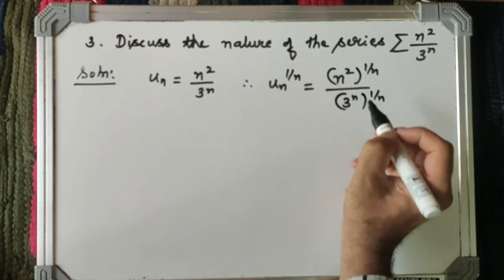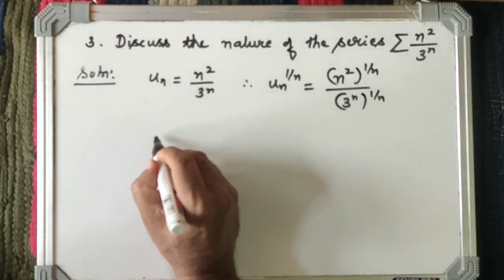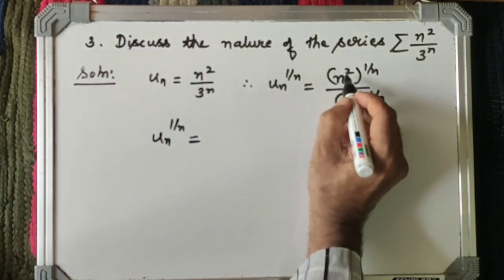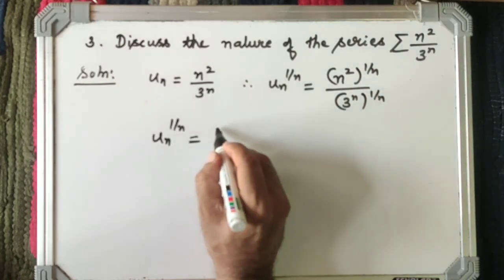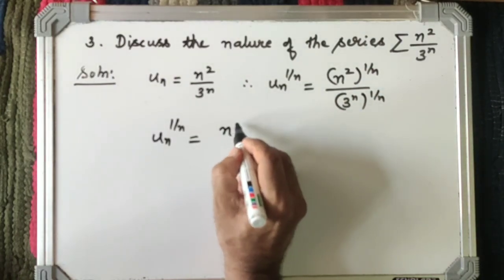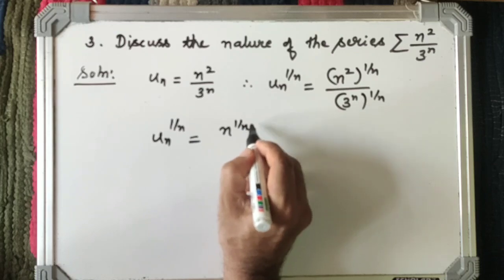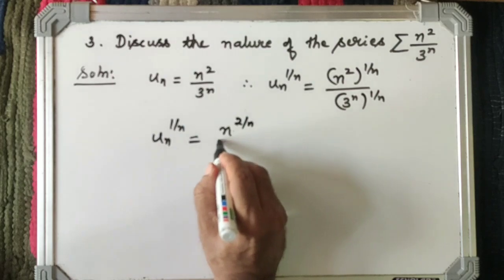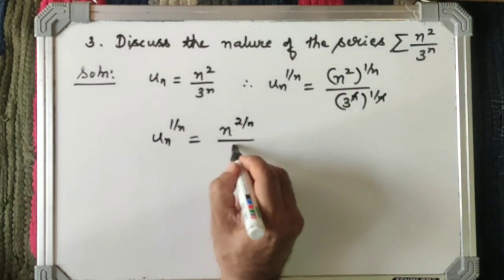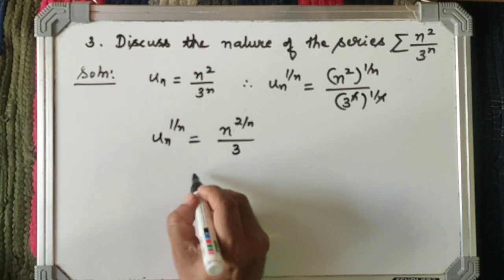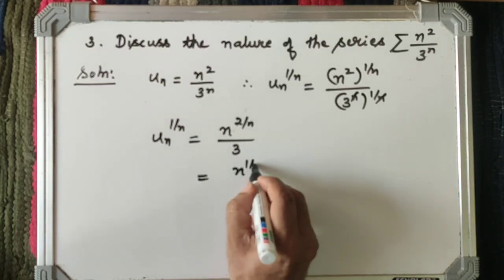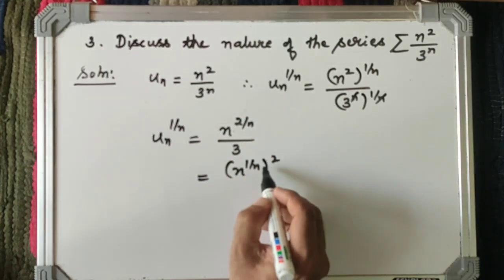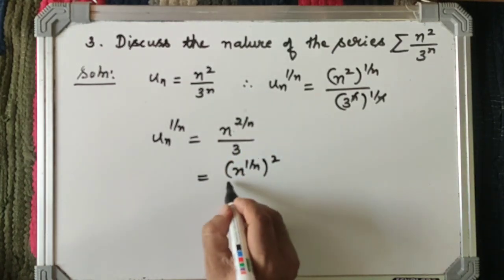Once again, if you use the theory of indices, un power 1 by n will be equal to n power 2 into 1 by n, which can be written as n power 2 by n, divided by 3, since this n cancels. Or we can write it as (n power 1 by n) whole square, both are equal. So 1 by n into 2 is 2 by n, divided by 3.